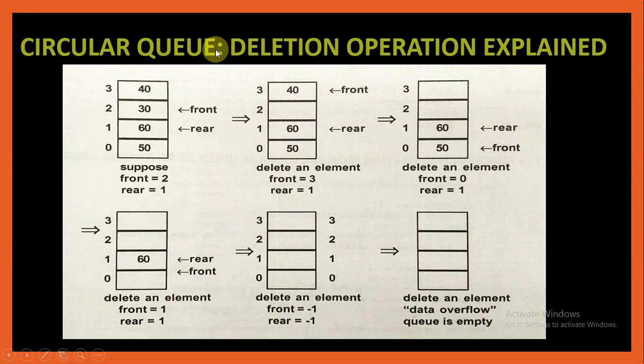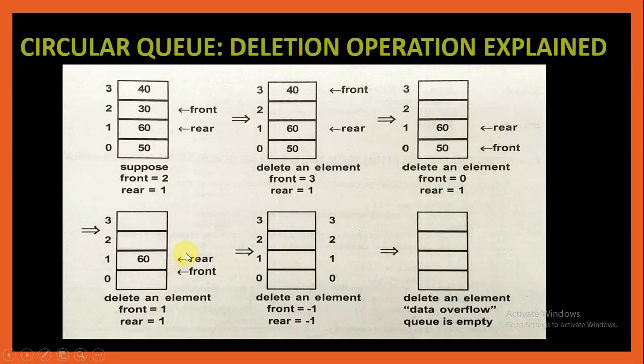If I perform one more deletion operation, it will again delete the element pointed to by front, that is the element present here, 50, and both my front and rear become 1. Front is simply incremented by 1 and both front and rear will point to the element present at index number 1.